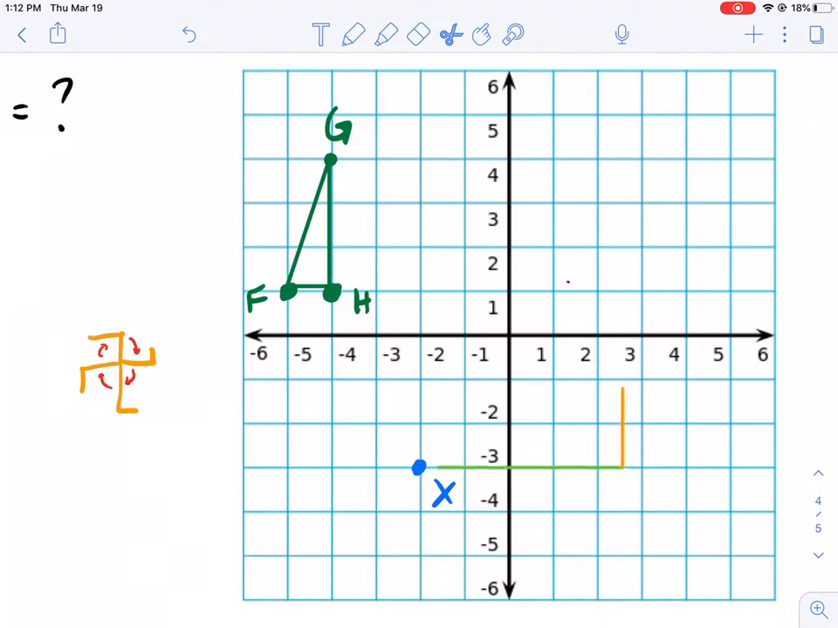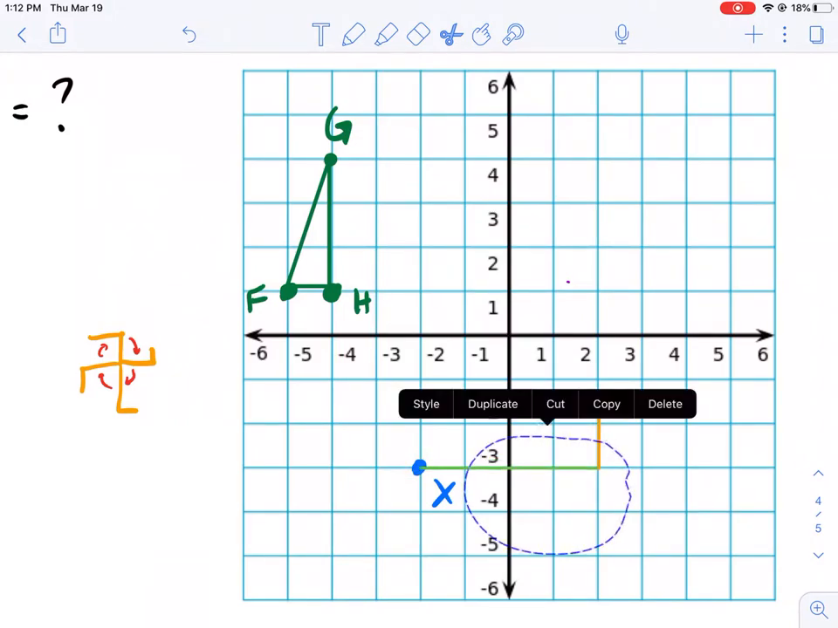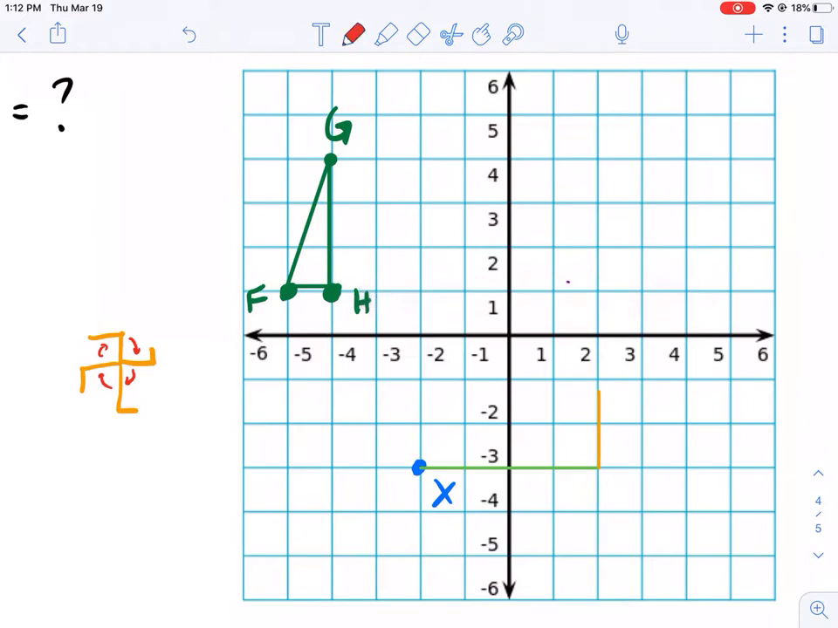4 units to the left. Was it 4 or was it 5? It was 4. Okay, so I'm going to do 4 units with my green and 2 units with my orange. That's where it ends up. So I can put my H right here. There's my H prime.